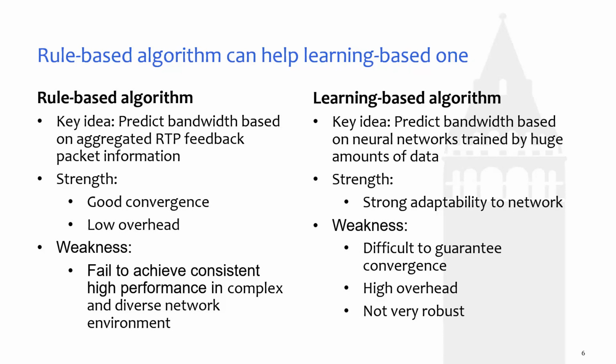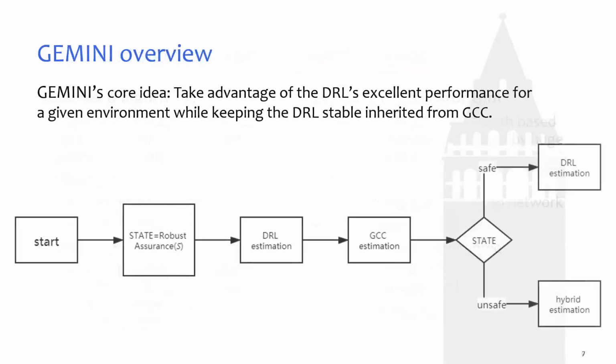It's not difficult to find that the shortcomings of the learning-based approach can be remedied by rule-based algorithms. Based on this idea, we propose our framework, Gemini. The core idea of Gemini is that we can take advantage of the DRL's excellent performance in a given environment while keeping the stability inherited from GCC.